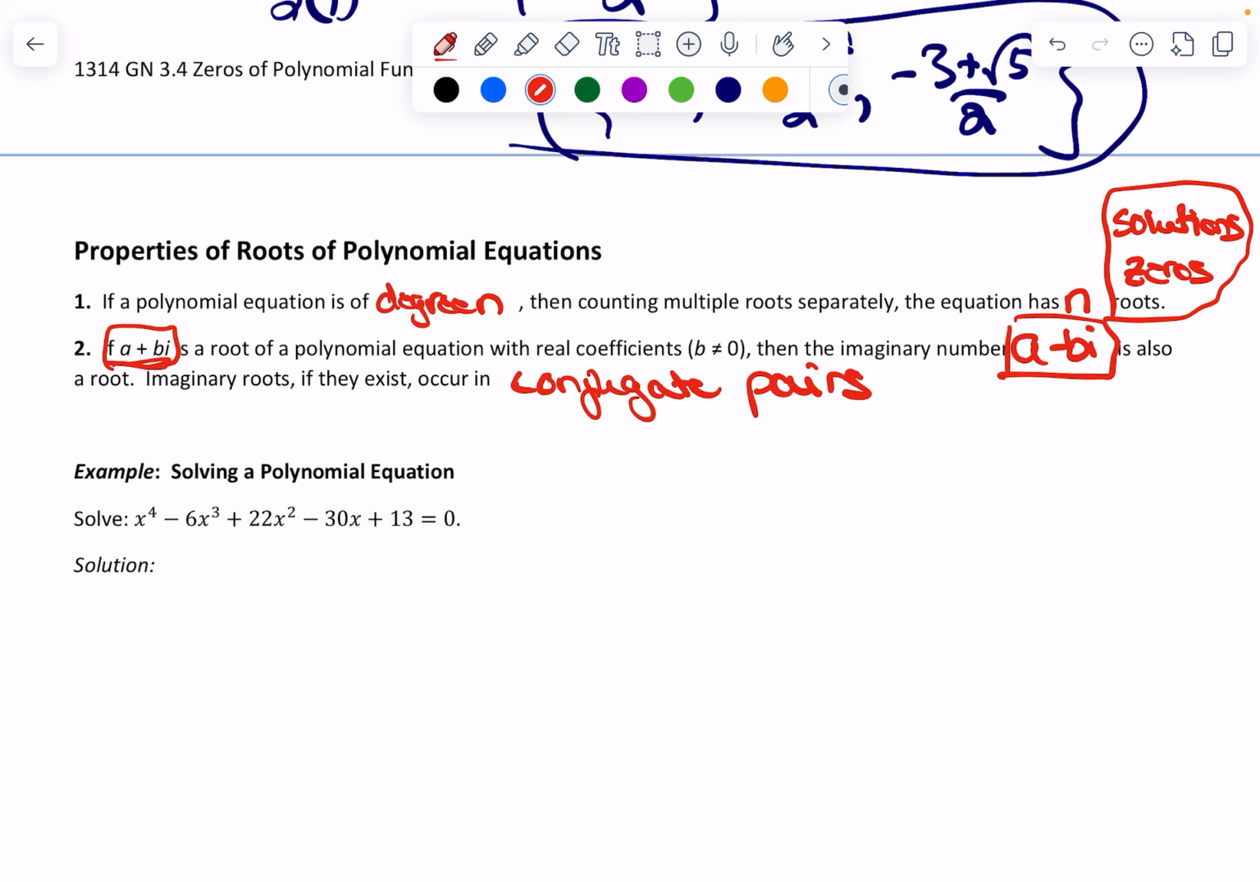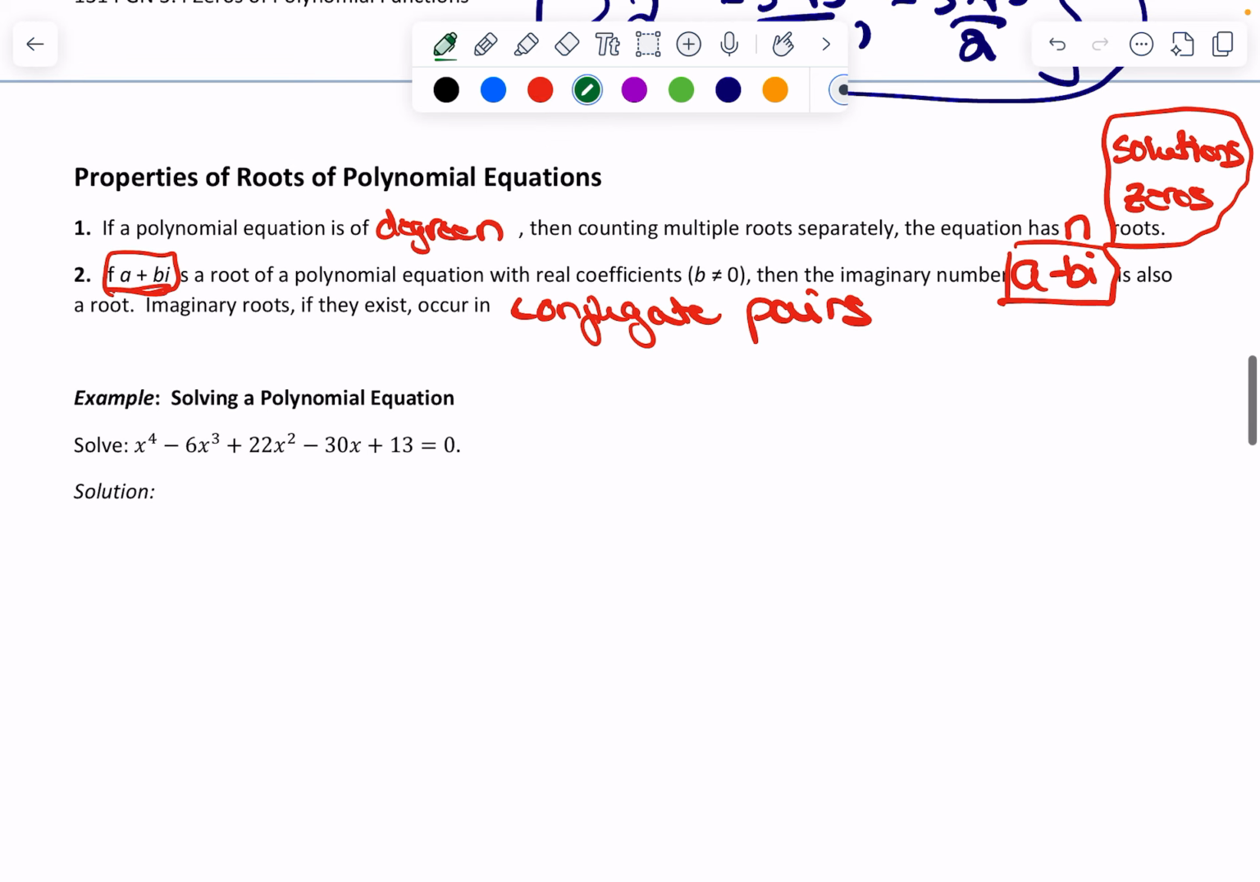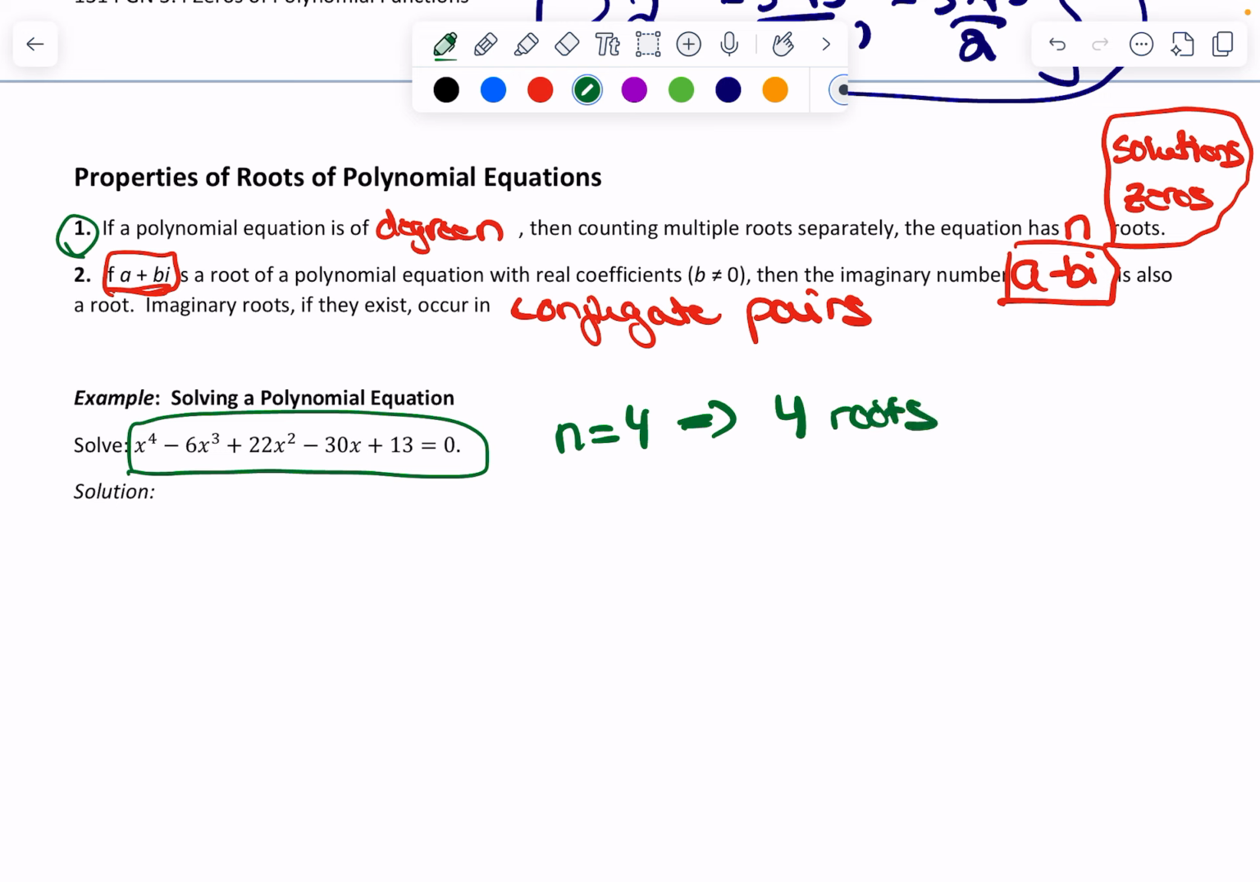Okay, so next we're going to look at this polynomial function. So that is a fourth degree polynomial function. Now, if we look at number 1, again, the degree is 4, so it has 4 roots. Now, we're going to look at all the possible rational roots first.